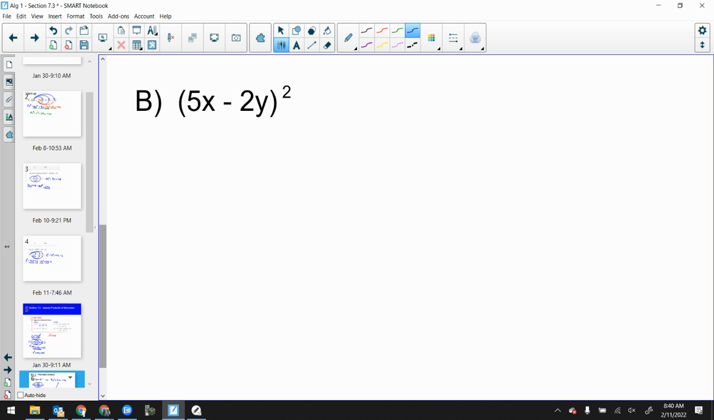(5x - 2y)^2. Do you see how it's that same binomial squared? Two terms squared. Square the first. What do I get when I square 5x? 25x squared. Good. Let's jump to the last. What do I get when I square 2y? 4y squared. Be careful, squaring a negative turns it positive.